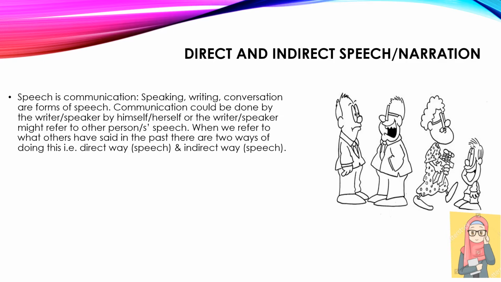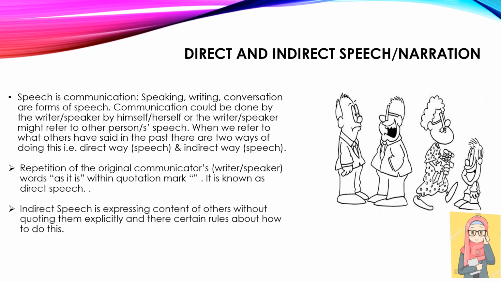Communication could be done by the writer or speaker by himself or herself, or the writer or speaker might refer to another person's speech. When we refer to what others have said in the past, there are two ways of doing it, either in a direct way or in an indirect way. So one thing is very clear: speech is a way of communicating, and it could be done in two manners, direct or indirect.